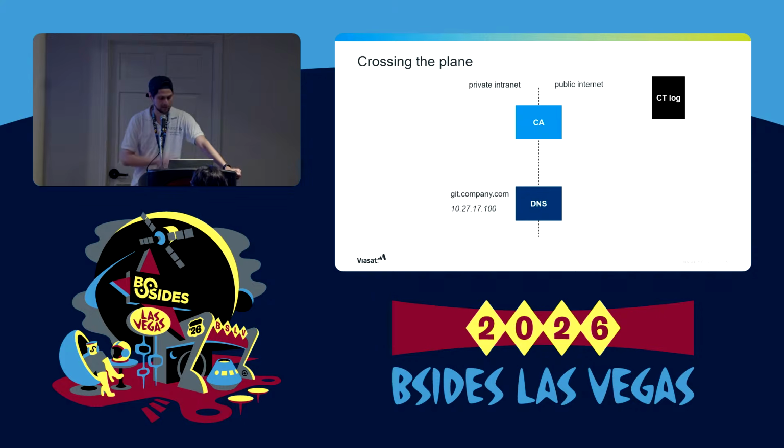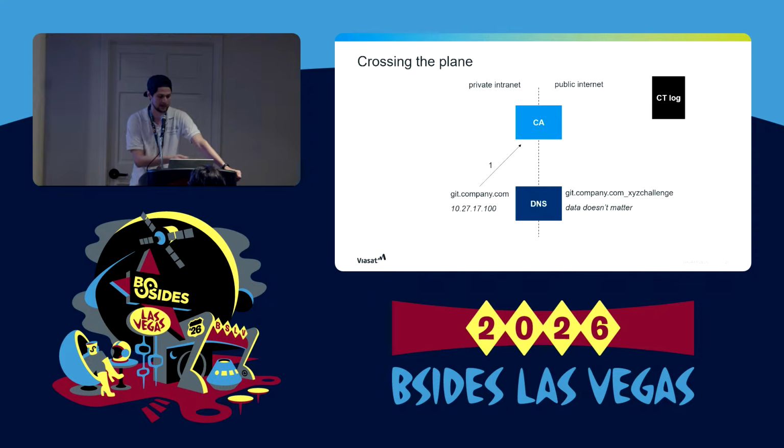So let's say left is private internet, right is public internet. I have a CA and a DNS system that's straddling both, right? So I have public and private, and then I have a transparency log that's out here somewhere, right? So I'm registering git.mycompany.com at 10.27.17.100, right? This is my certificate. So I need to put a DNS entry for that, right? And then for the CA, I got to prove that I own it. So I have to make a request to the CA, right? Give me my cert.